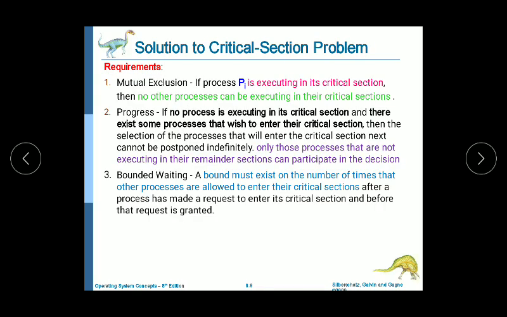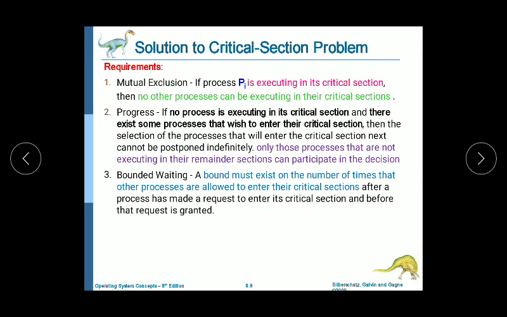Now let us consider a solution to this critical section problem. Actually, there are three requirements, and students, please consider this as very important topic. What is critical section problem and what are the solutions to the critical section problem? There are 3 requirements. What are those? Mutual exclusion, progress and bounded waiting. Let me explain one by one.